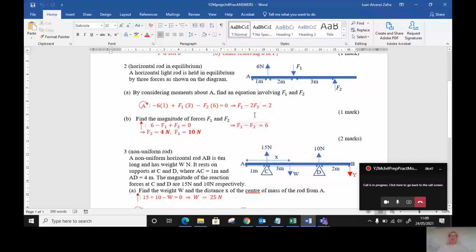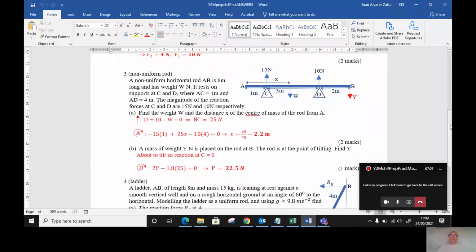And now if we solve these two equations simultaneously, then we can work out that F2 equals 4 and F1 equals 10 newtons, and we're able to solve this problem. And this is a very common technique for solving mechanics problems, that not only can we resolve, but we can take moments. Question 3.